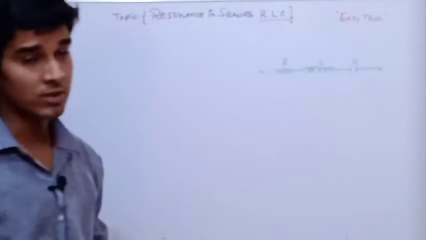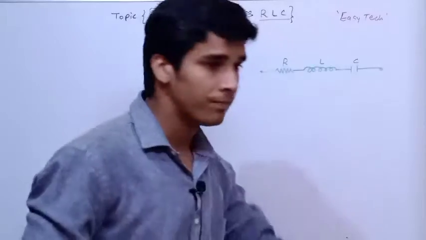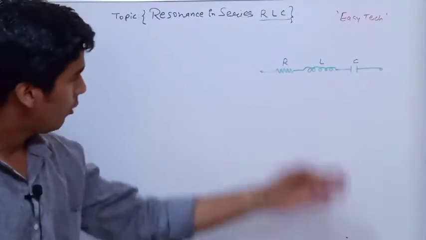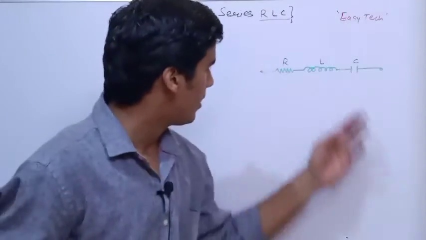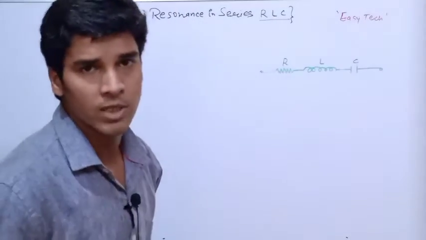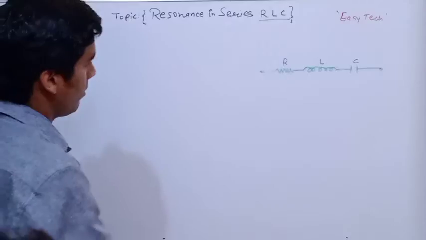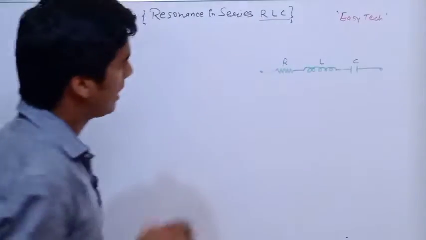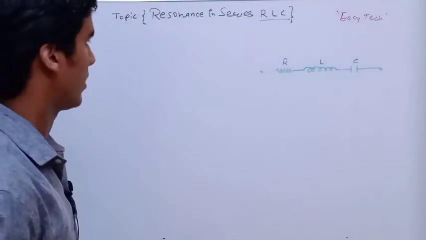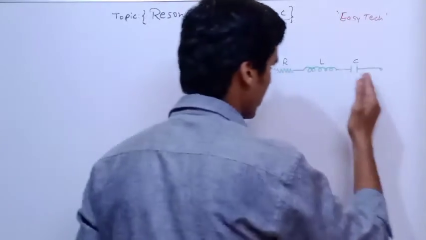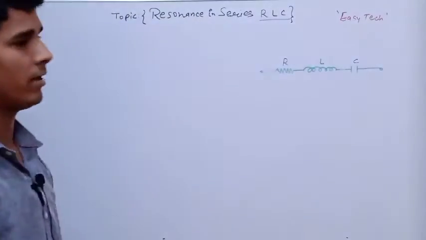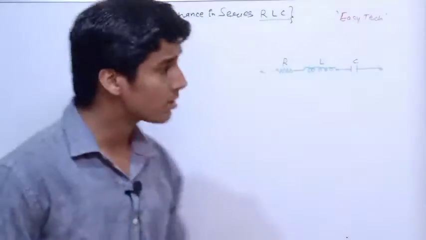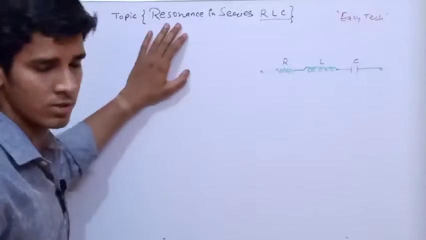But what happens if the circuit has all the RLC elements? R is a dissipating element, and L and C are the charge storing elements. Whenever these three elements are connected in series and we have to study resonance, this connection is known as a series RLC circuit. And what do you mean by resonance? We are going to study that.